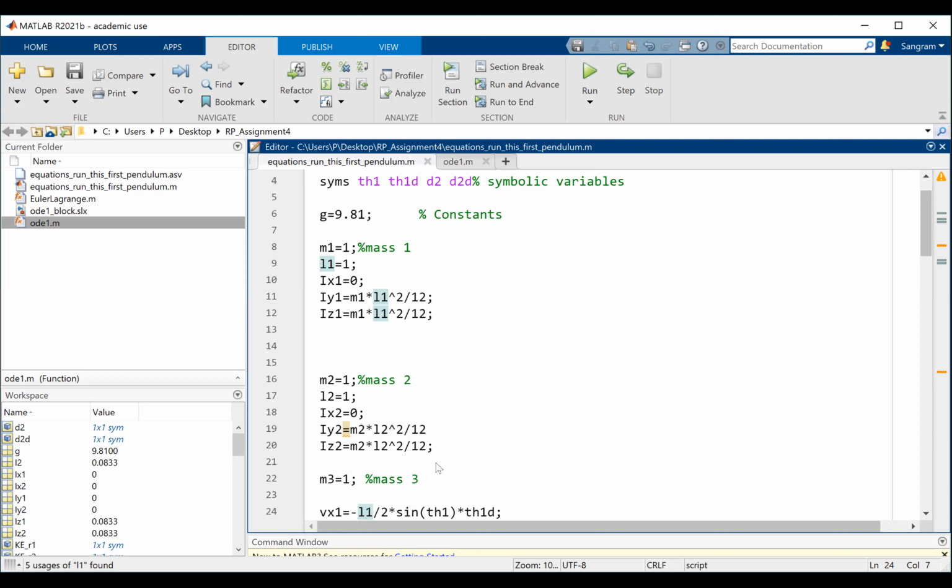Everyone understood this? On mass 2 right there, is it supposed to be I2? This is L2. Okay. This is M2, and this is the length. Length of the link.